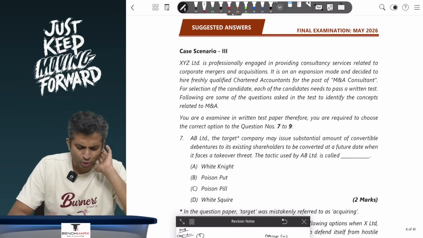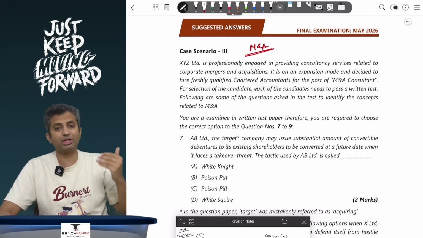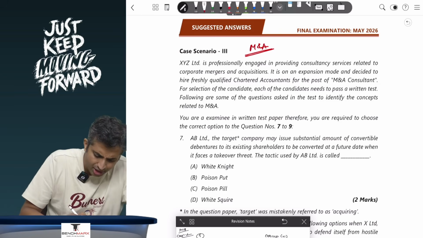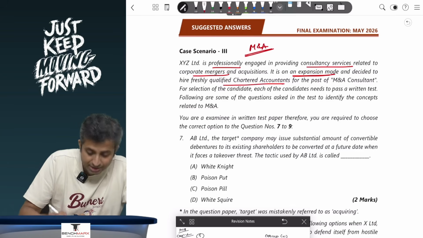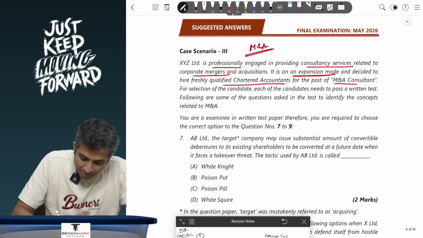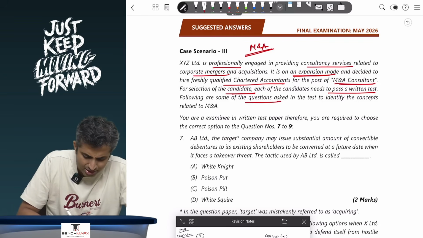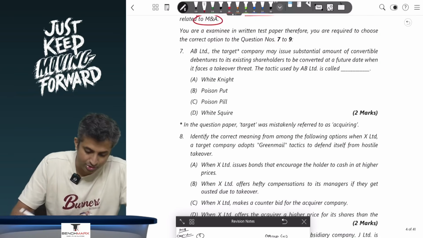Okay, next you go to case 3, which is on mergers and acquisitions. It is more of a theory case on takeover defense techniques. Over here, X is professionally managed, providing consultancy services linked to mergers and acquisitions. It is in expansion mode and decided to hire fresh CAs for an M&A team as M&A consultants. The selection of the candidate needs to pass a written test, and following are some questions identified to know whether you know mergers and acquisitions or not.